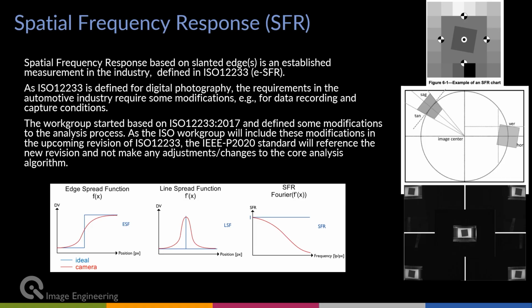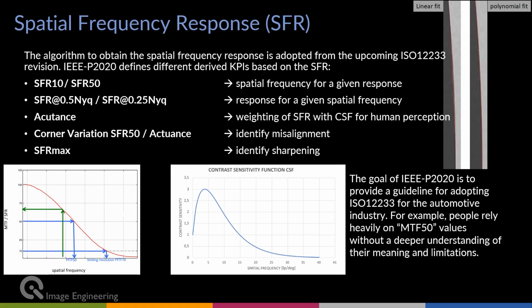Therefore, it did not describe the same thing in the standard as the ISO does, so it just references that. What is done in the P2020 document is to define certain metrics that are derived from the SFR. So the SFR, you see that in the lower left image, the red line, that's what you might measure from a camera. That is what you get from a single edge, and from that you can derive different metrics.